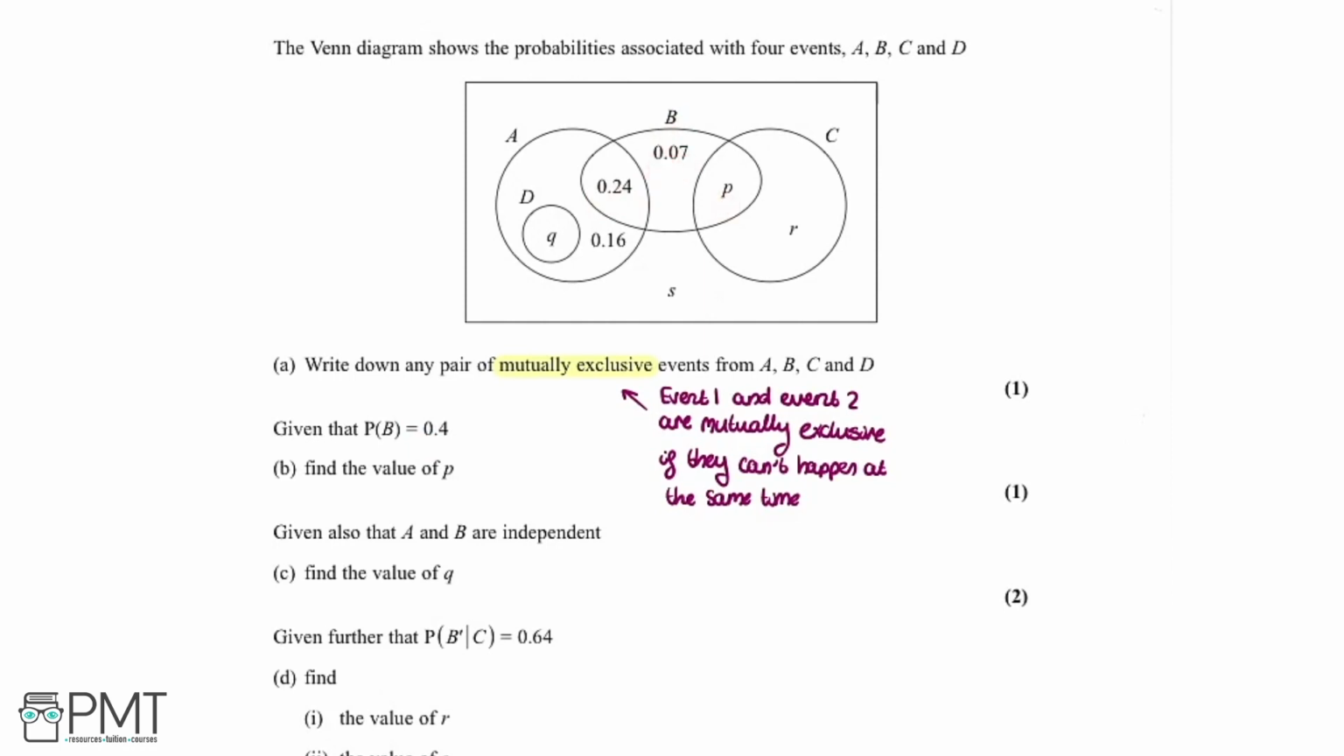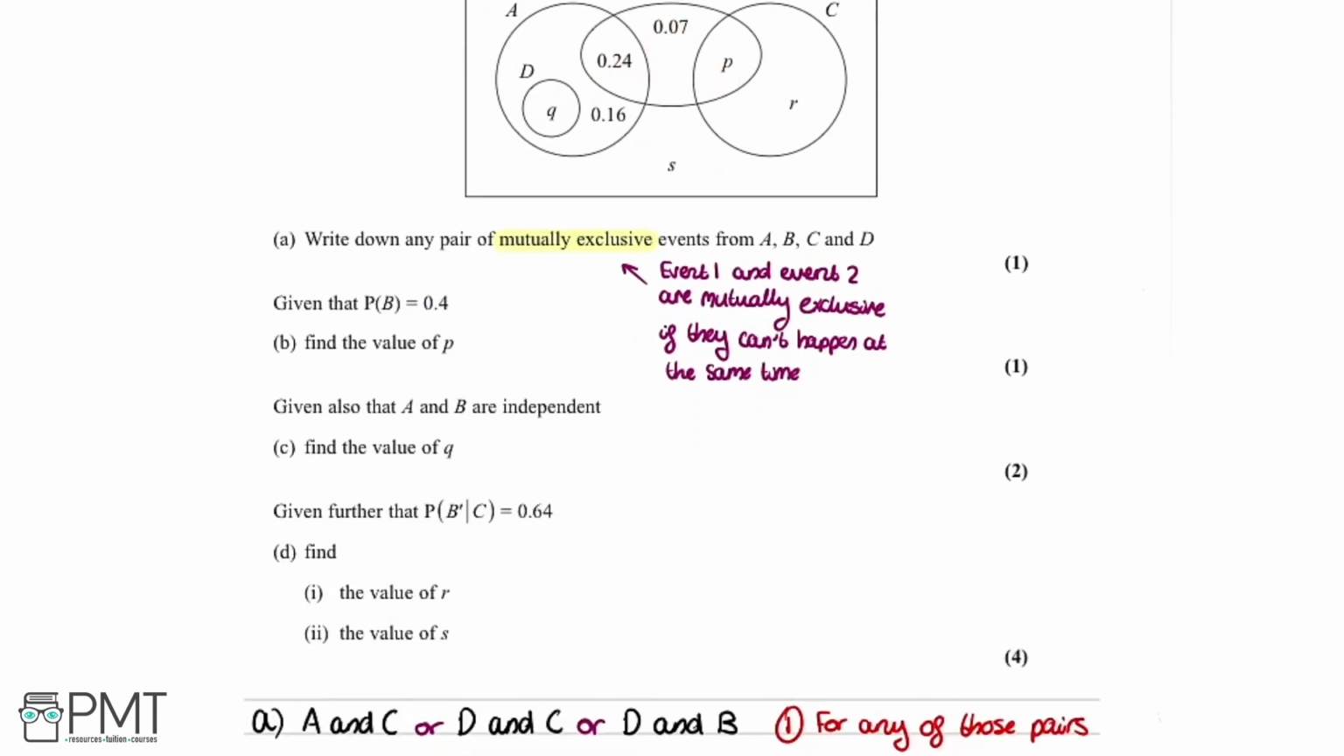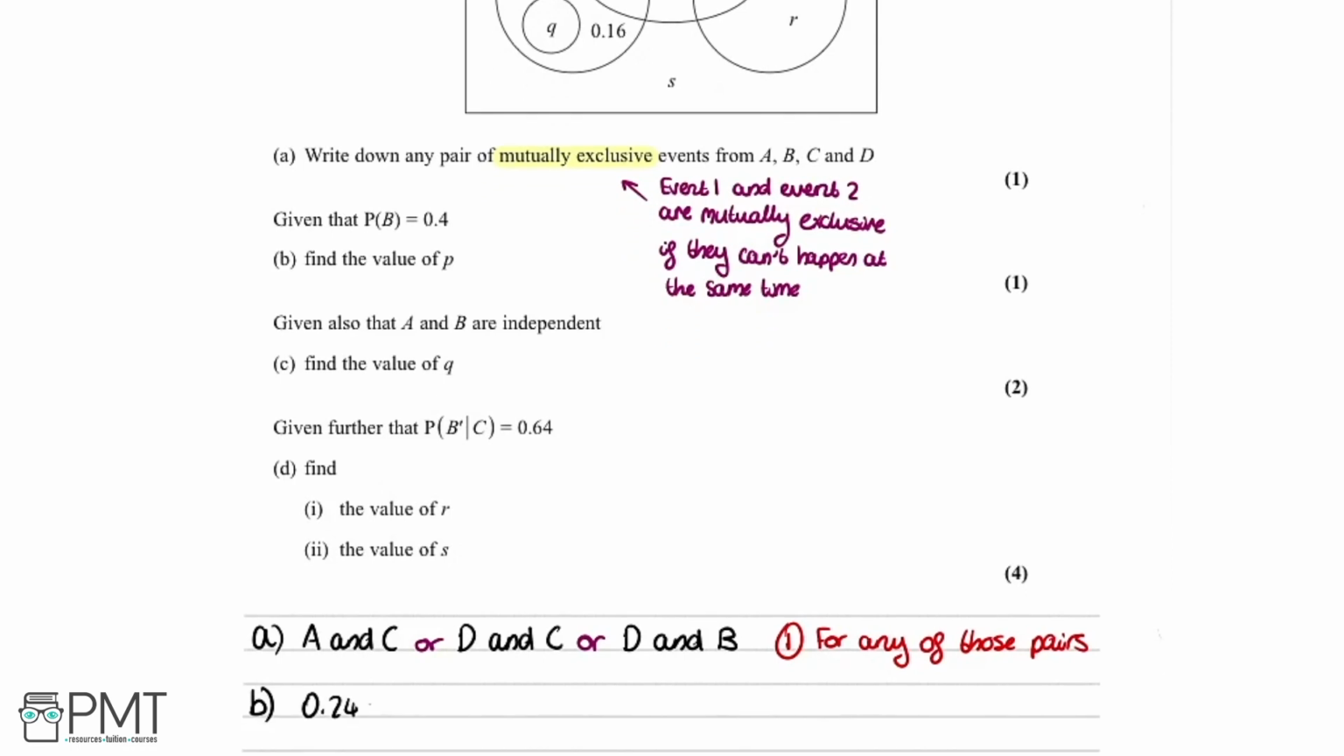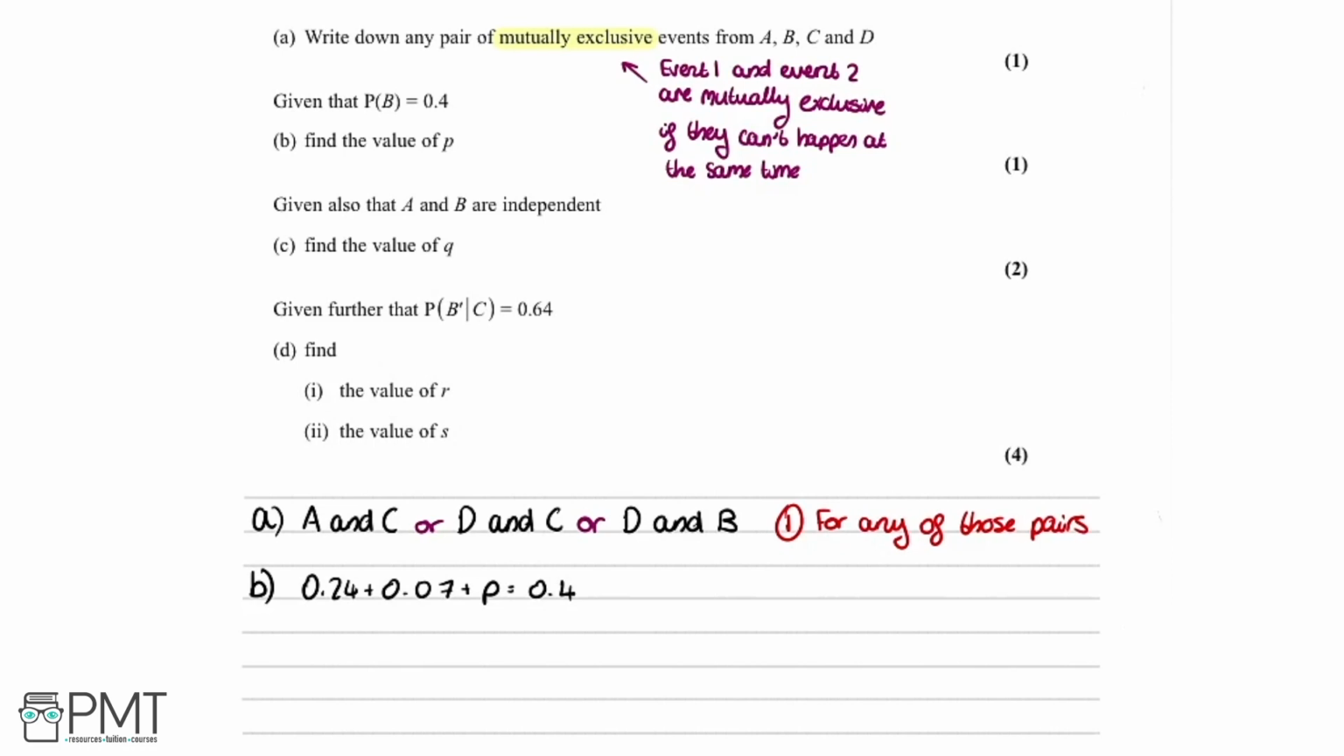And given that the probability of B is 0.4, we know that 0.24 plus 0.07 plus P equals 0.4. Then rearranging that, we can say P equals 0.4 minus 0.24 minus 0.07. Which gives us 0.09 as the final answer. So we just get 1 mark for getting the correct answer of 0.09.